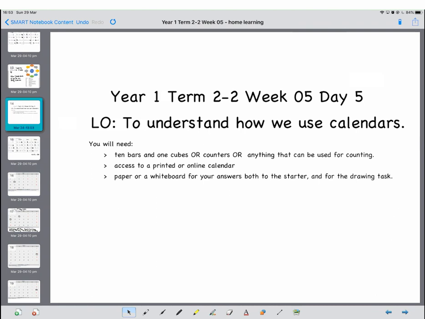Okay, so today you're going to need 10 bars and 1 cubes, counters, number lines, rulers, counting beads, whatever you like for addition and subtraction. You're going to need, again, access to a printed or online calendar, and you're going to need paper and a whiteboard, both for your answers at the beginning and for the drawing task, because today we're going to be thinking about Easter.